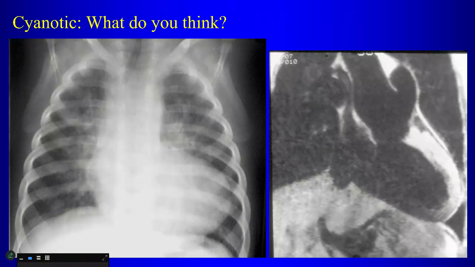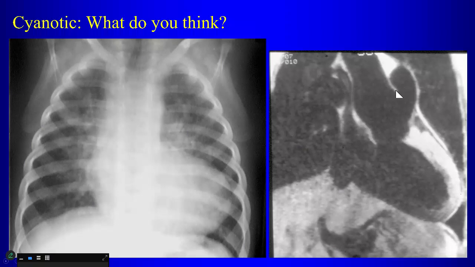Well, the big three, yes, it's the one we haven't done yet. So what is truncus? What is truncus arteriosus? What does that mean? It's like the aorta and pulmonary artery don't split. Yes. So the aorta and the pulmonary artery are not separated.